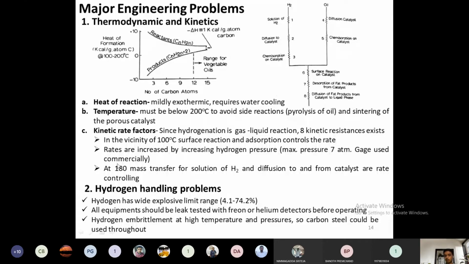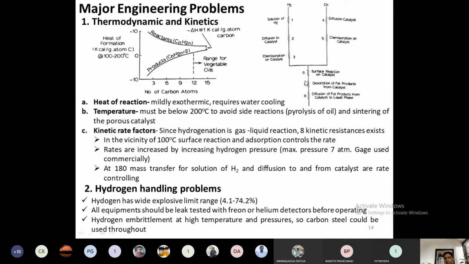Whereas when we are going beyond 180 degrees centigrade, the rate controlling steps are nothing but diffusion. See, the diffusion on catalyst, diffusion on catalyst here, steps 2 and 4, or the mass transfer, this desorption also here, there is this diffusion. So 2, 4, 7, 8 are the rate controlling steps when the reaction is carried out at around 180 degrees centigrade.